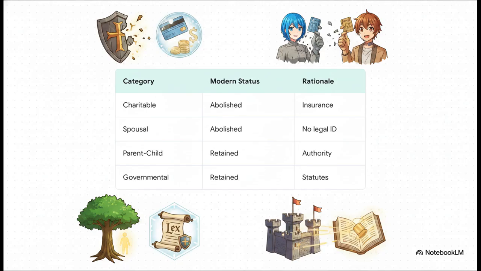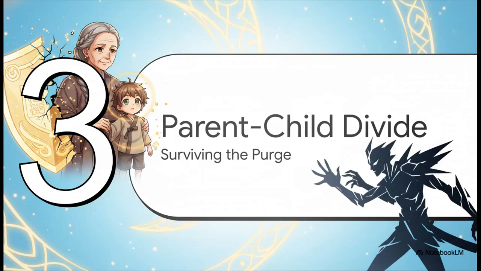Spousal immunity? Also mostly abolished, because courts finally rejected that antiquated fiction that a husband and wife share a single legal identity. But notice the remaining two, parent-child and governmental immunities. Those are actually partially retained. Which brings us to Section 3, the parent-child divide, surviving the purge.